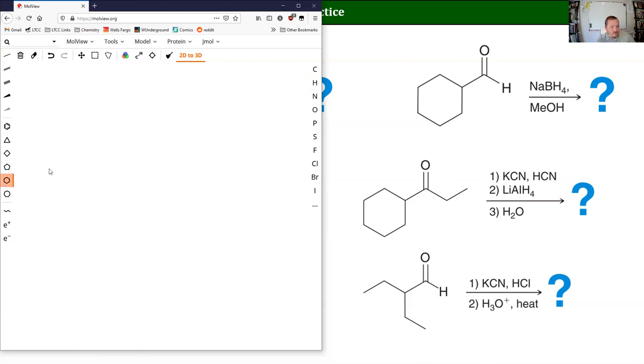This next one is a multi-step, so let's look at it in the context of drawing the intermediates. So our first intermediate is going to be, even if you don't remember what this type of functional group is called, remember that cyanide is a good nucleophile. So the fact we have these CN groups, we're going to add a CN as a nucleophile to the carbon here. So we'll wind up turning this carbonyl into an OH group. And then we add the carbon there. So our intermediate's going to look like that.